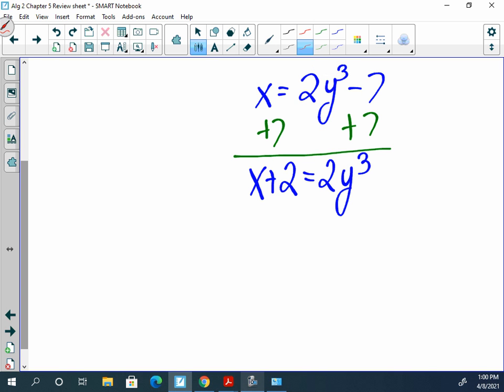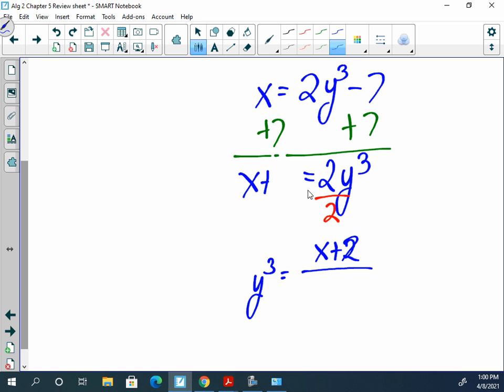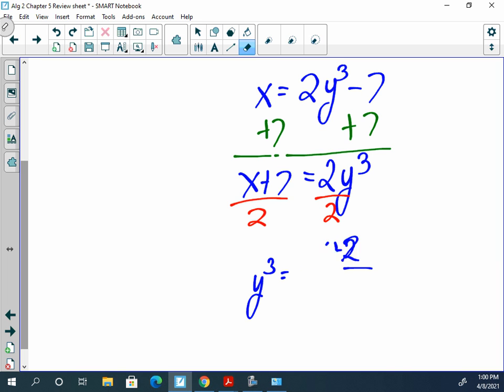Now, what would we do next to get y by itself? We would divide by 2. And if we divide both sides by 2, we get that y cubed is equal to x plus 7 divided by 2.